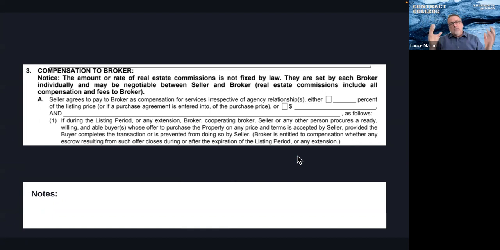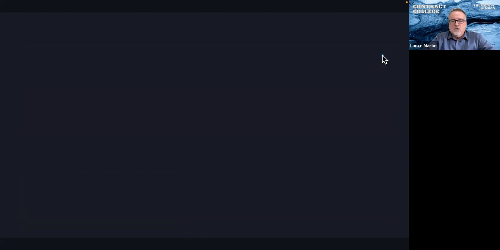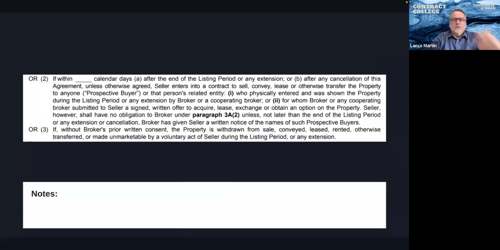So again, they're referring to whatever the cancellation is. So if it's during the listing period or an extension thereof, that's basically when we're getting paid. So hopefully that's clear. I don't see anybody unmuted, so I'm going to keep on rolling. Continuing on with the expiration.